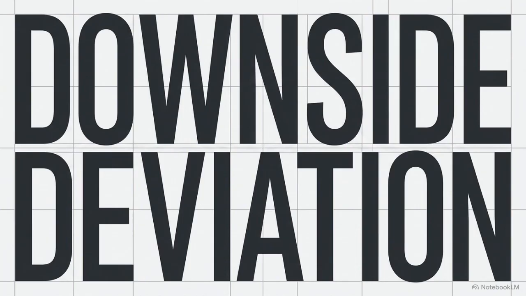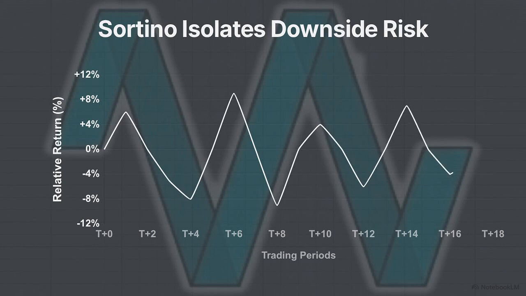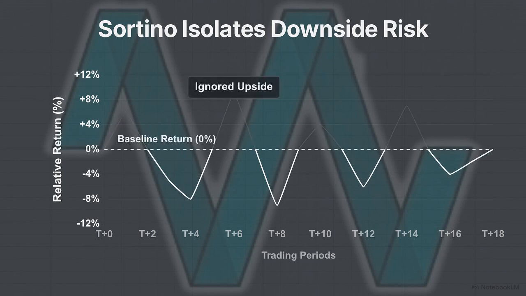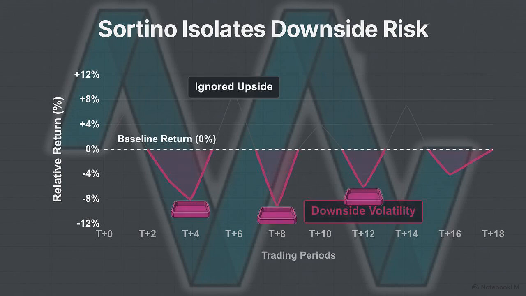To address this, many traders use the Sortino ratio. The Sortino formula removes upside volatility from the equation. It measures only downside volatility, separating the losses from the profitable gains.